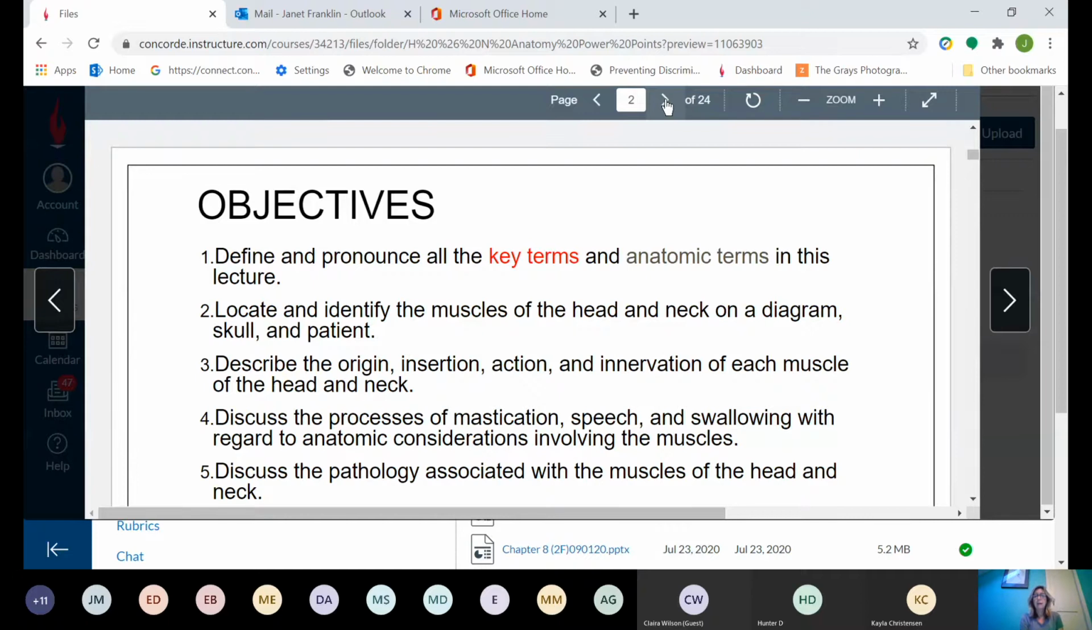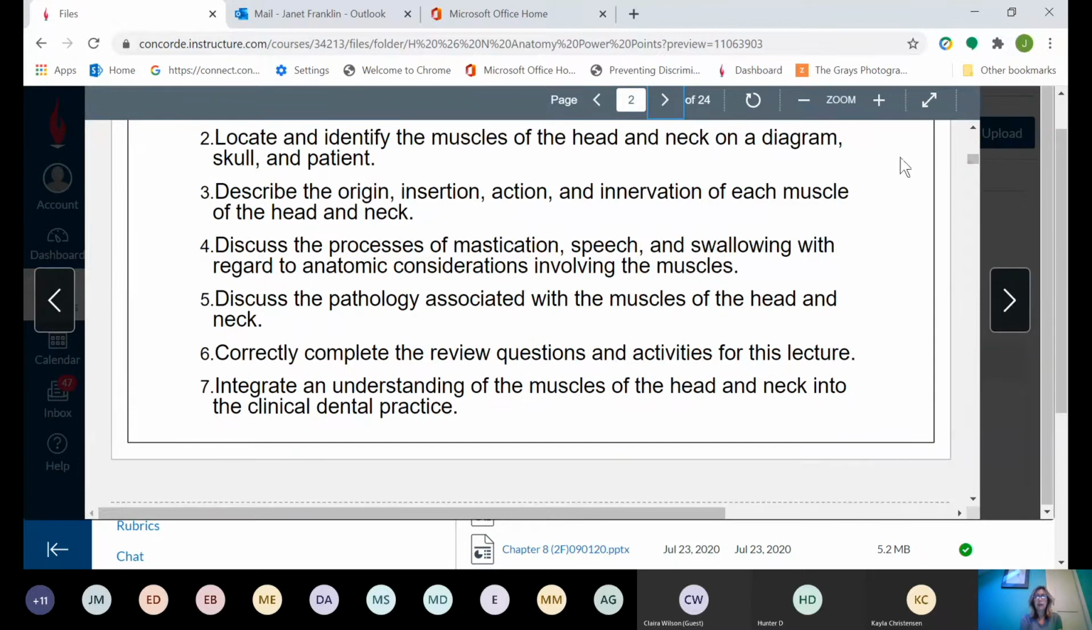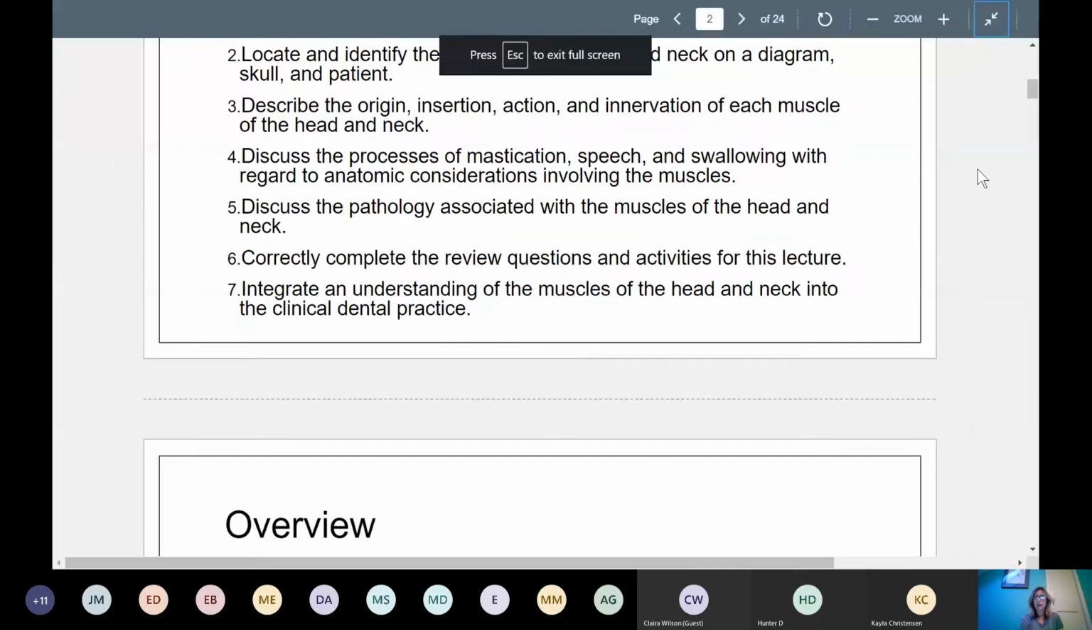Locate and identify the muscles of the head and neck on a diagram, skull, and patient. Describe the origin, insertion, action, and innervation of each muscle of the head and neck. Discuss the processes of mastication, speech, and swallowing with regard to anatomic considerations involving the muscles. Discuss the pathology associated with the muscles of the head and neck. Correctly complete the review questions and activities, and integrate an understanding of the muscles of the head and neck into the clinical dental practice. So there's quite a few muscles for you to know here.